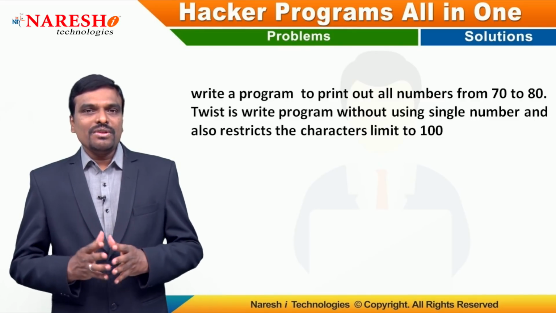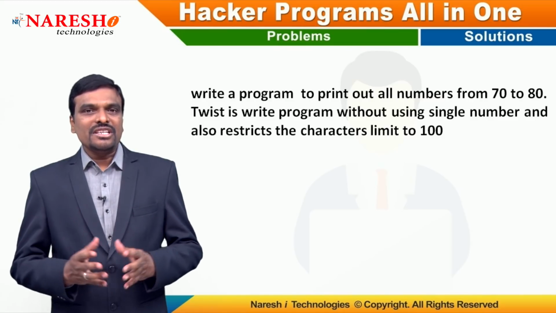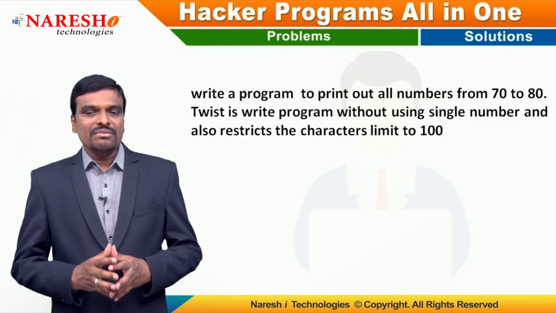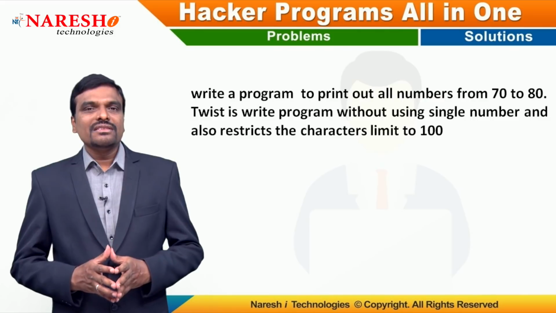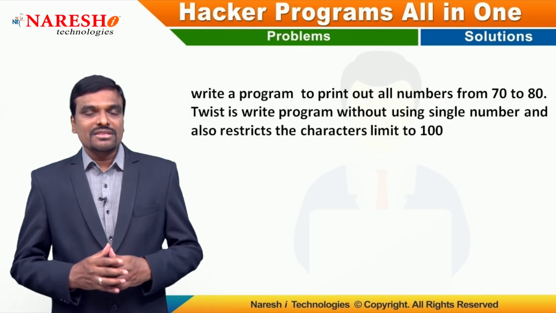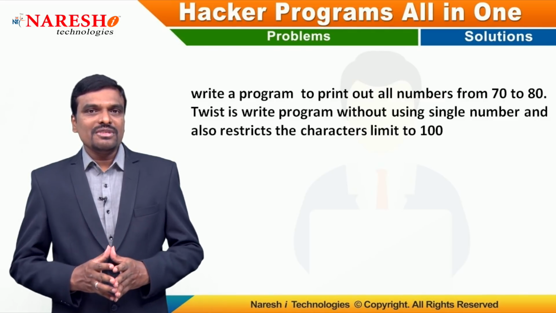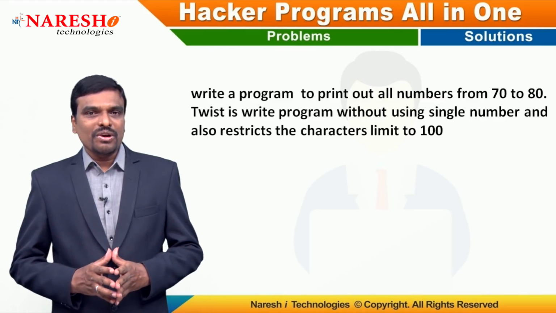Now, when you see this problem, you might think that okay, it is very simple, right? It is just printing numbers from 70 to 80, but there is one twist in this program, that is you should print the numbers from 70 to 80 without using numbers. Okay, you should print the numbers between 70 to 80 without using what? Numbers. And also restrict the length of the program to 100 characters. Now let us see how to solve this problem.